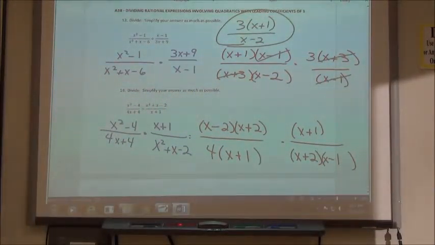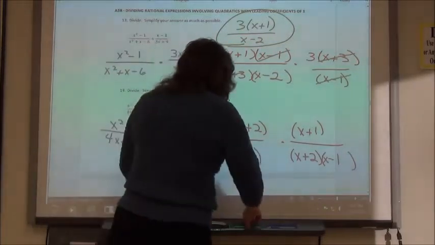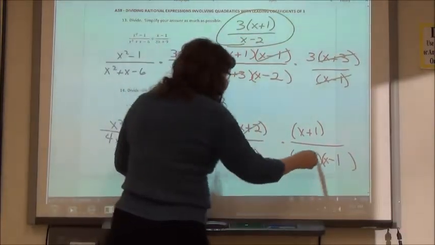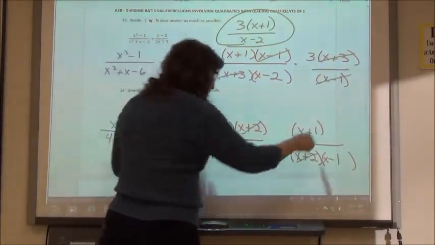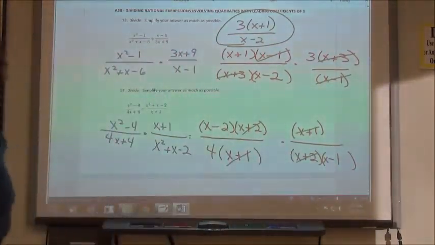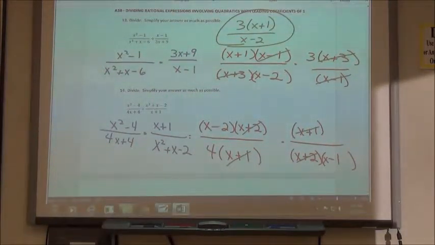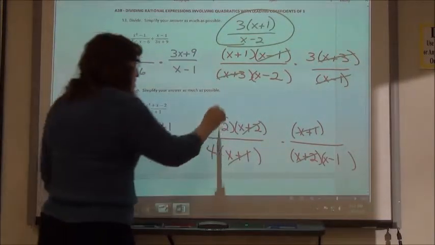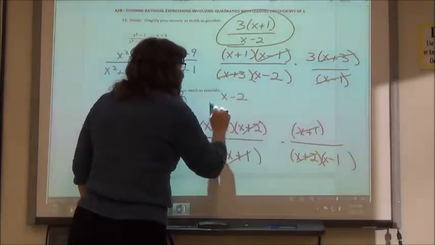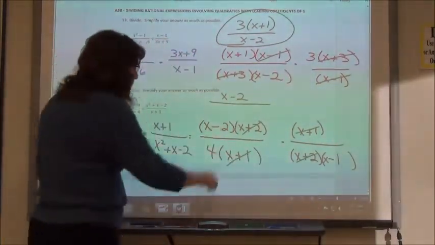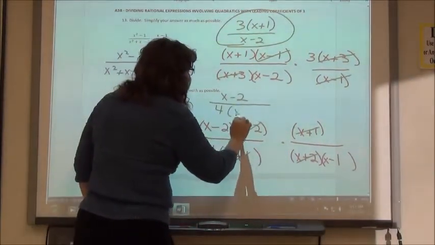Now I can do some canceling. I got a pair of x plus 2's I can cancel, and I got a pair of x plus 1's I can cancel, right? So on the top, we have x minus 2. On the bottom, we have 4 times x minus 1.